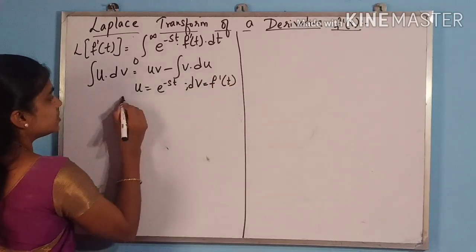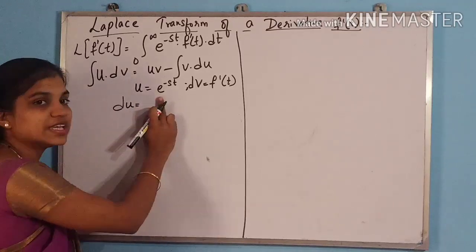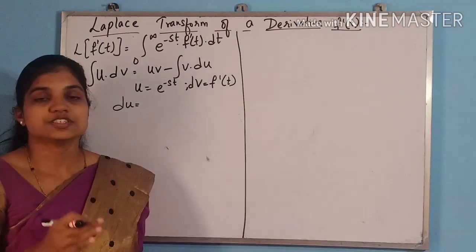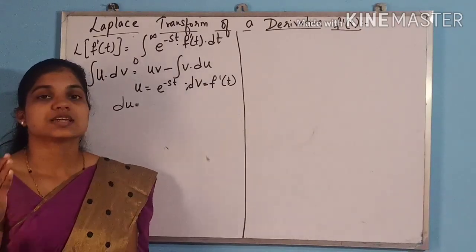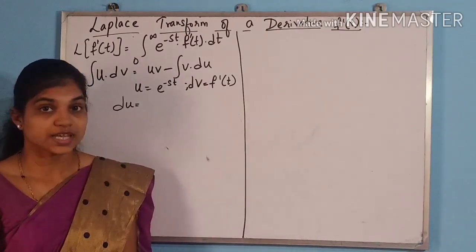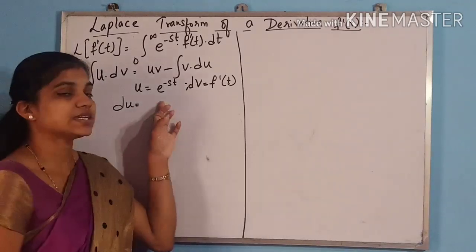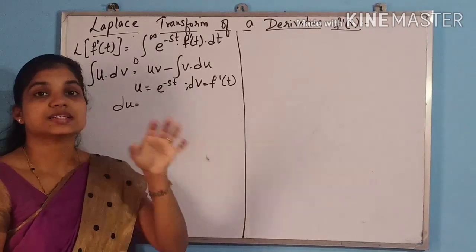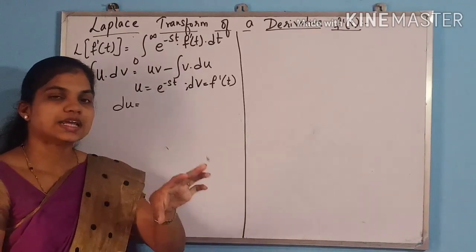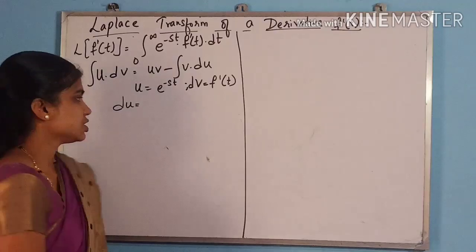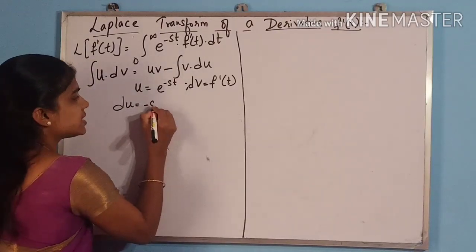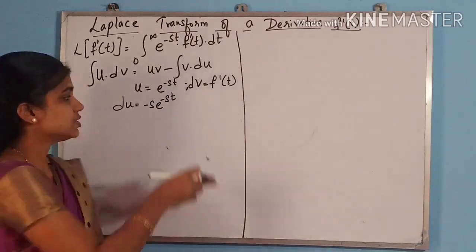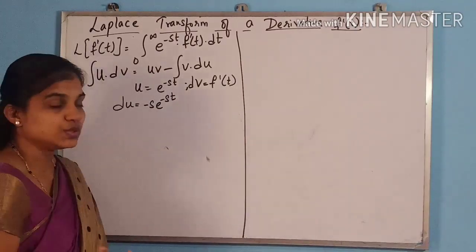So what is du? Du is the differentiation of e raised to minus st. Differentiation of e raised to ax is e raised to ax into a. So here I have e raised to minus st, so it is e raised to minus st into minus s. So I'll take minus s to the other side, and write it as minus s e raised to minus st. So this is my differentiation of u.